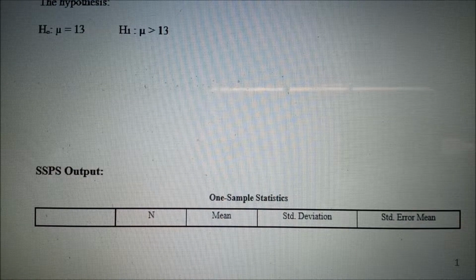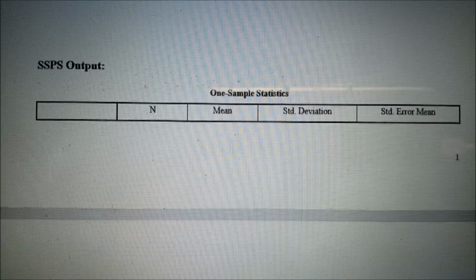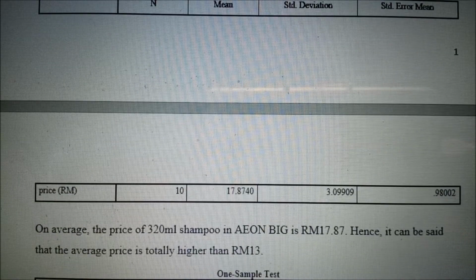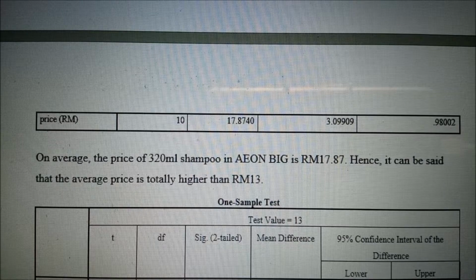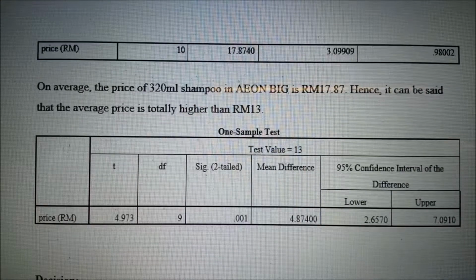Okay, these are the SPSS output. Alright, on average, the price of 320 ml shampoo in Aeon Big is 17.87 ringgit. Hence, it can be said that the average price is higher than 13 ringgit.